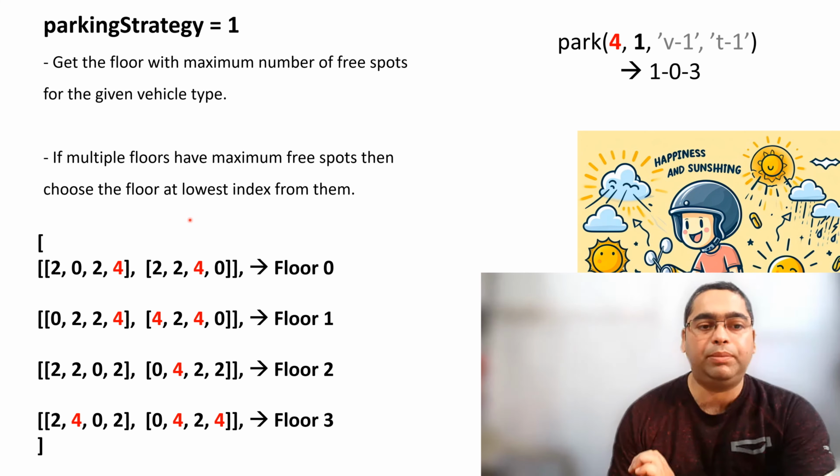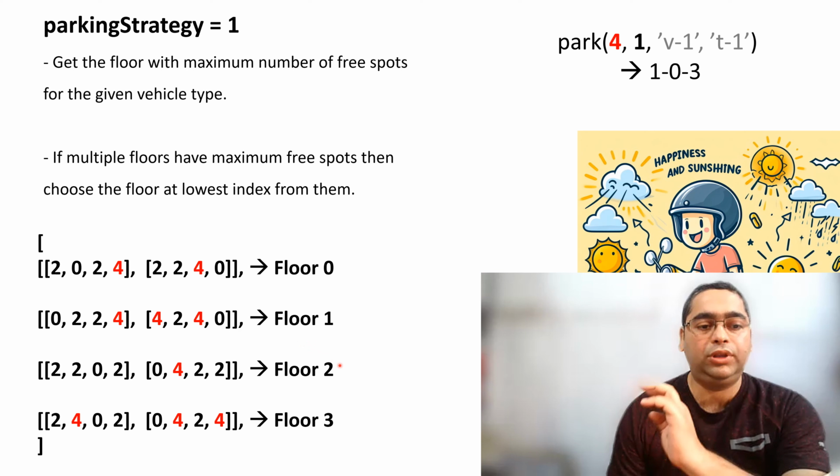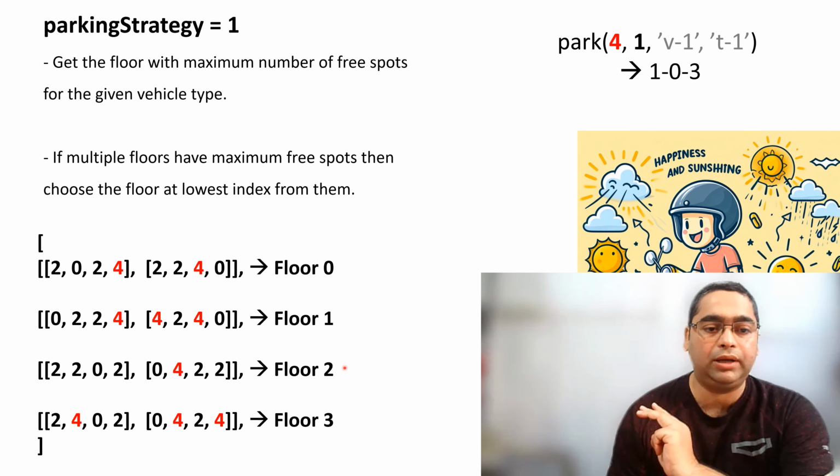Let's see an example. We have a parking array which has got 4 floors, floor 0, 1, 2 and 3. And the park method is called with a vehicle type 4. So how will we calculate? Floor 0 has got two four-wheeler parking spots. Floor 1 has got three four-wheeler parking spots. Floor 2 has got only one parking spot and floor 3 has again got three four-wheeler parking spots.